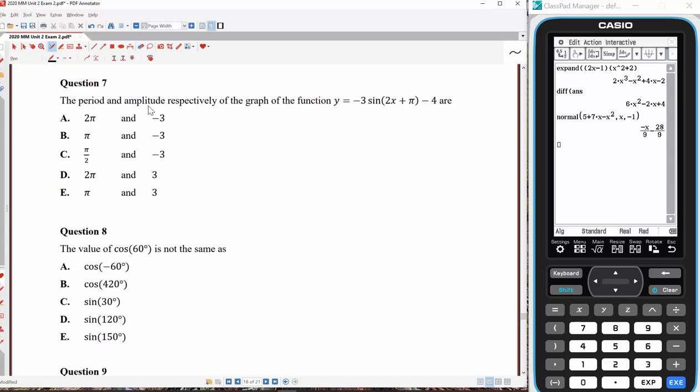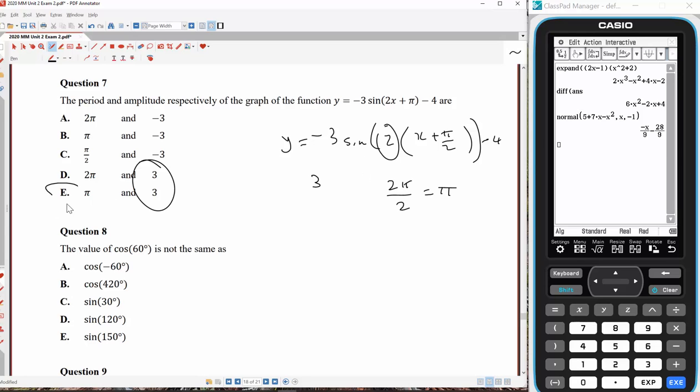Okay, amplitude and period. All right, so y equals -3 sine 2 x plus pi on 2, take 4. So our amplitude is 3, so these are the only options. Then we've got this 2 here, so the standard period of sine is 2 pi, over 2 equals pi.